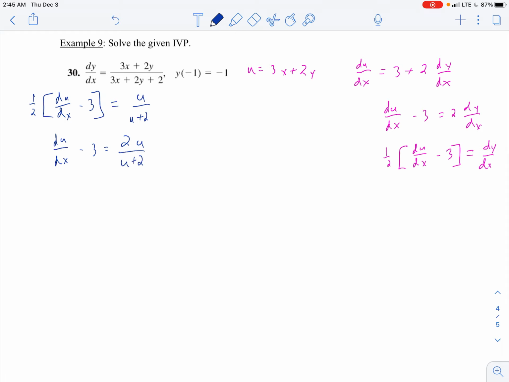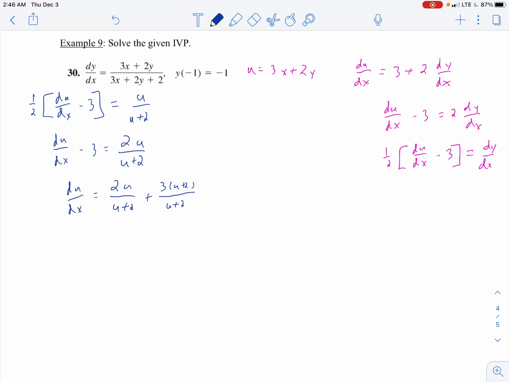Now I want to get rid of that minus 3 because we can't do separation of variables until I get, on the right hand side and the left hand side, multiplication products. And I don't have products because I have that minus 3. So let's get rid of that minus 3. So we have du over dx is equal to 2u over u plus 2 plus 3. Now to save some room, instead of saying 3, I'm going to go ahead and say 3u plus 2 over u plus 2.